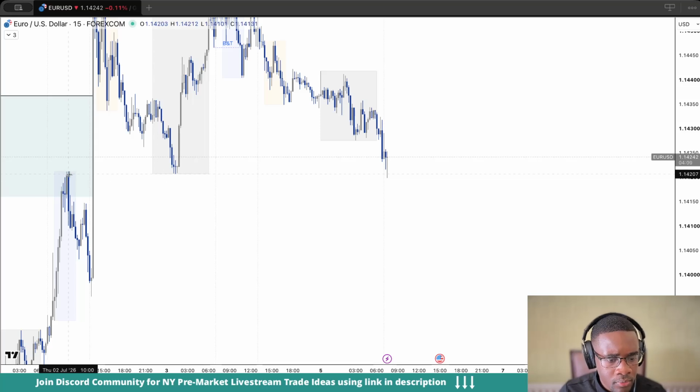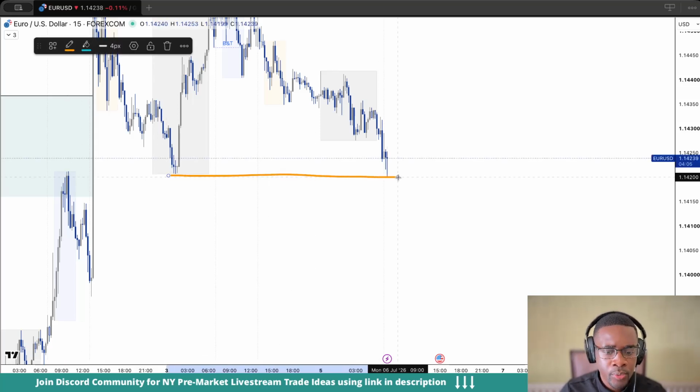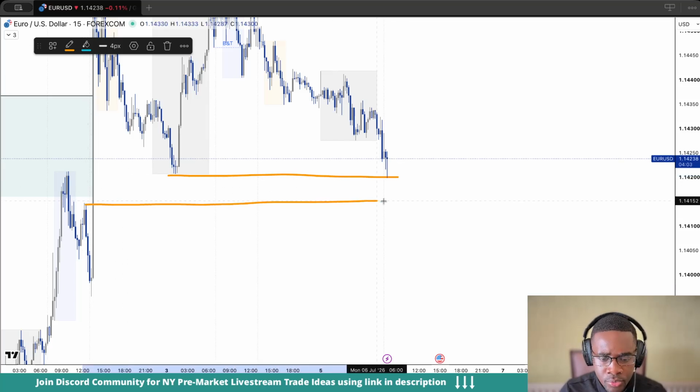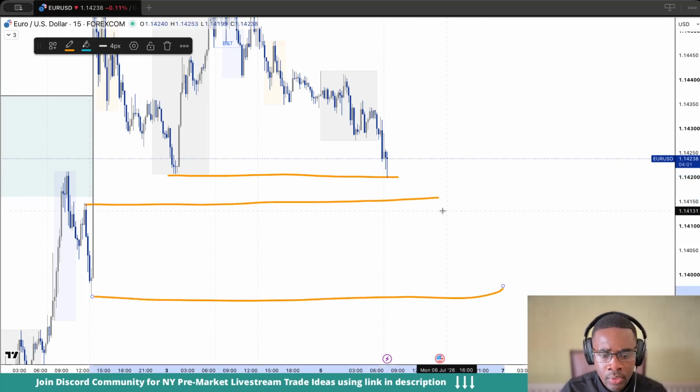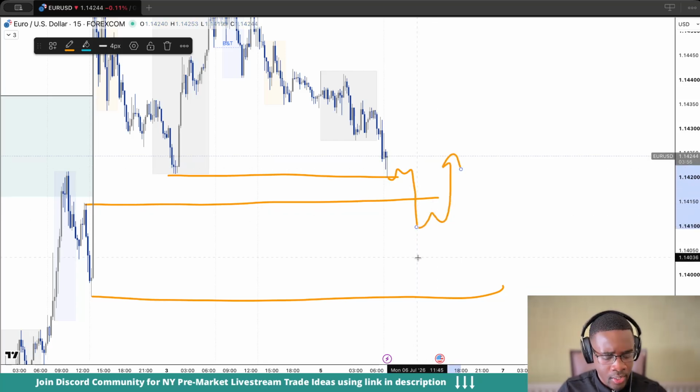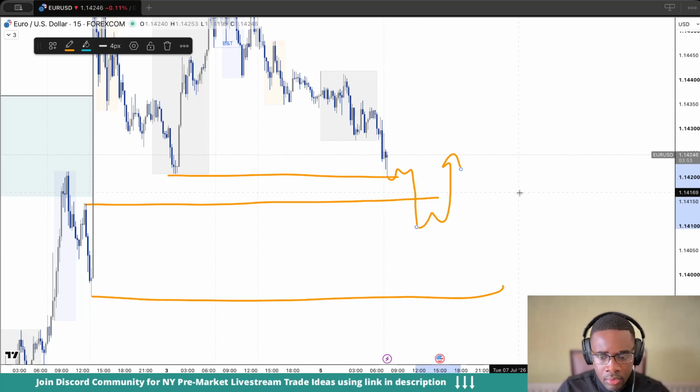So for now, this is all I'm seeing. We only have an Asia low sweep, so at least we'd want to see price coming lower, mitigating into this area, and then start looking for longs to the upside.